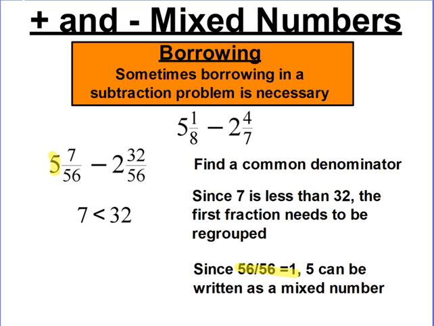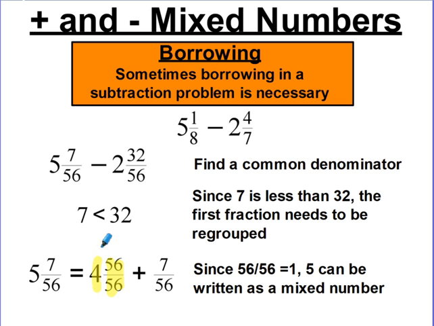So one way to write 5 as a mixed number is like this: 4 and 56 over 56. If you find the value of that, that's equal to 5. And the reason it's equal to 5 is because 56 over 56 is equal to 1, and 4 is equal to 4. 4 plus 1 is 5, right?